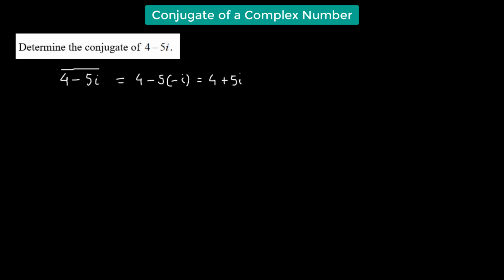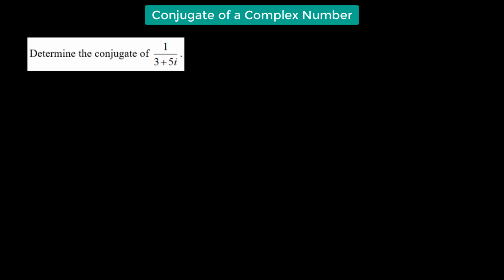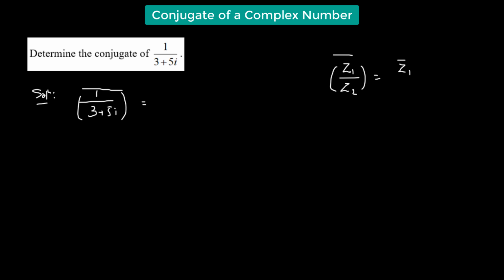Let's do another one. Here we have to determine the conjugate of 1 over 3 plus 5i. So let's take a bar over it. As per the property, whenever we have z1 over z2 and we take the conjugate of it, that is equivalent to z1 bar over z2 bar. So we have 1 bar divided by 3 plus 5i bar.